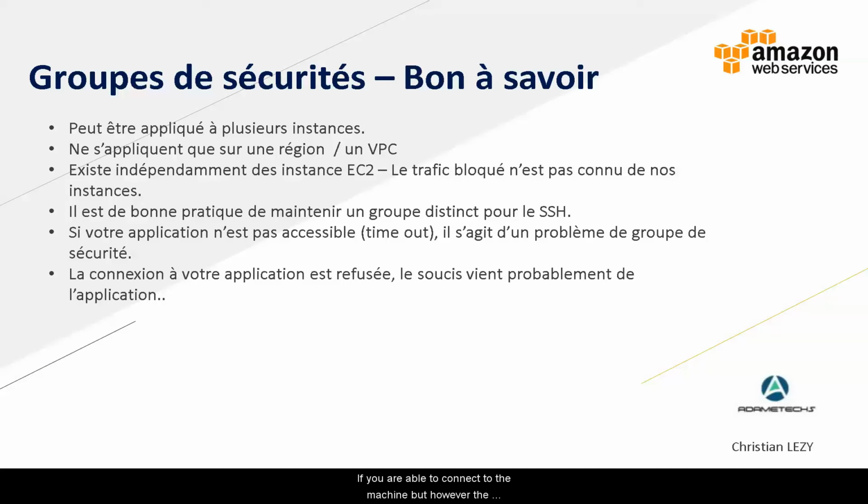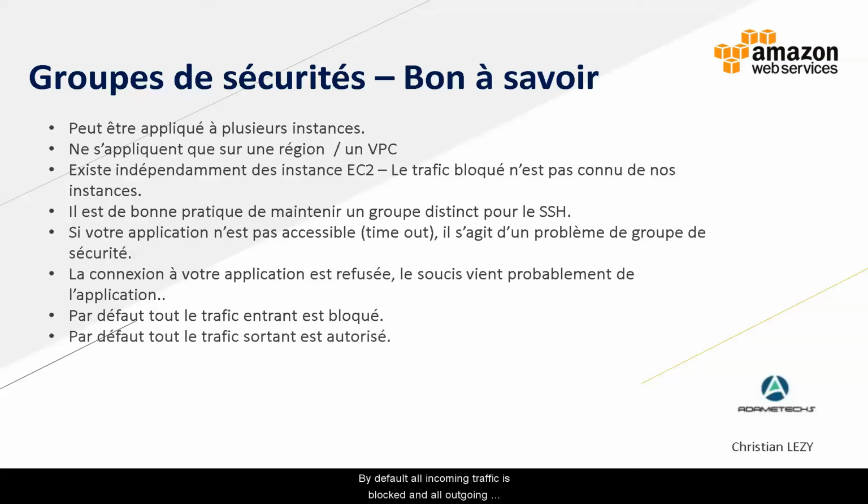If you're able to connect to the machine, but however the response does not correspond to its optimum performance, what's happening is that you're getting through the security group to contact your EC2, but you're facing a problem that is related to your application or the machine settings. By default, all incoming traffic is blocked and all outgoing traffic is allowed.